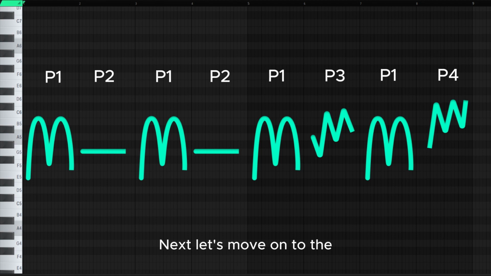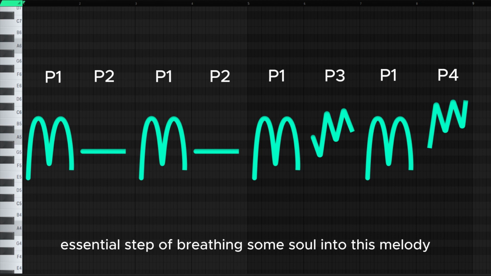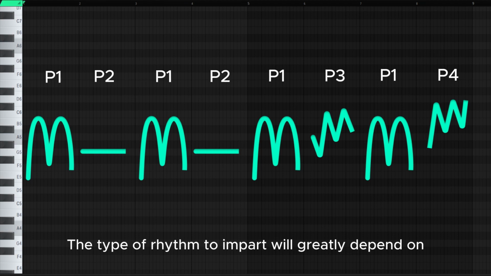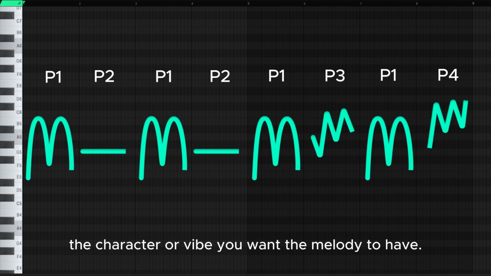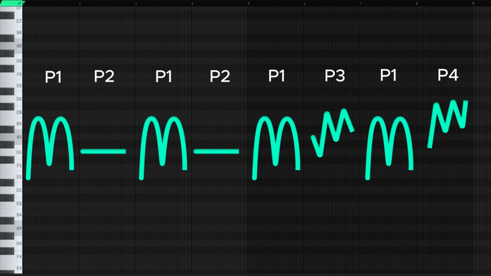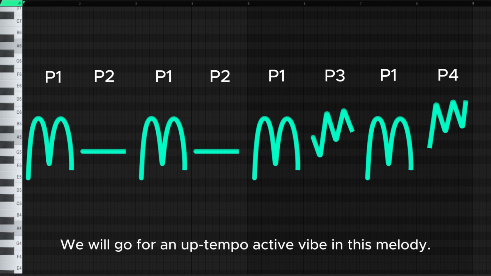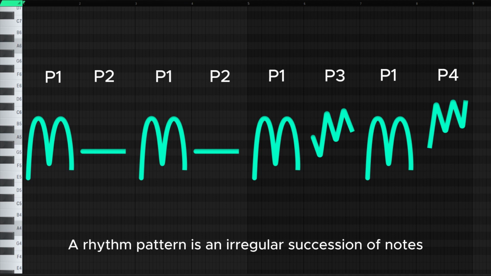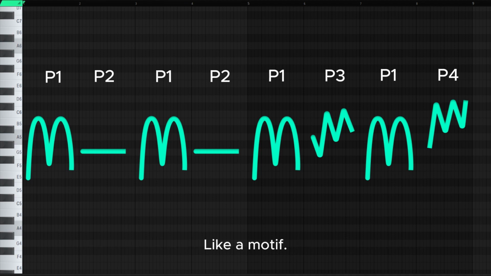Next, let's move on to the essential step of breathing some soul into this melody by crafting up its rhythm pattern. The type of rhythm to impart will greatly depend on the character or vibe you want the melody to have. We will go for an up-tempo active vibe in this melody. Each phrase contour will have its own rhythm pattern. A rhythm pattern is an irregular succession of notes, like a motif.